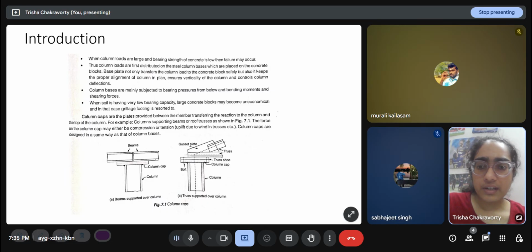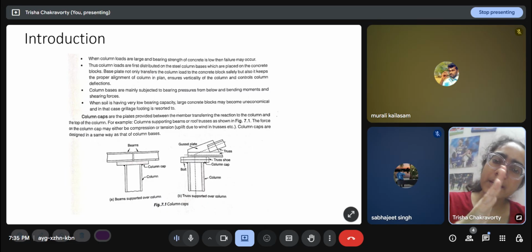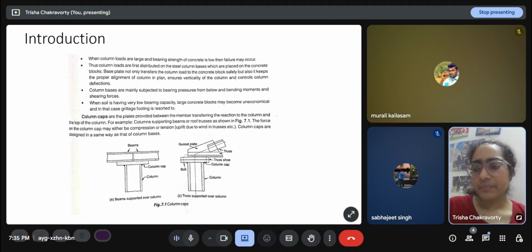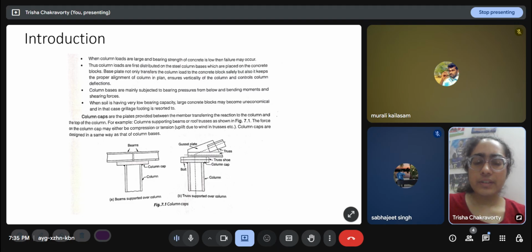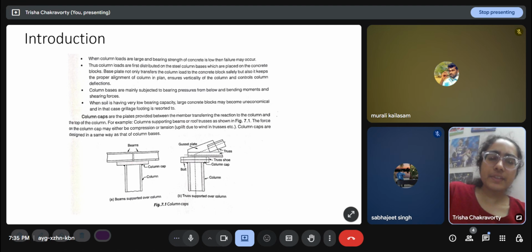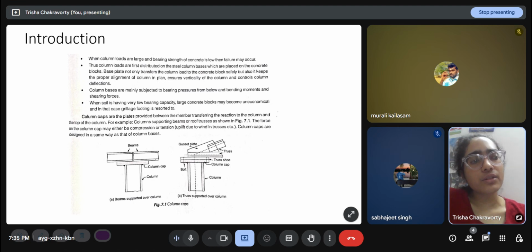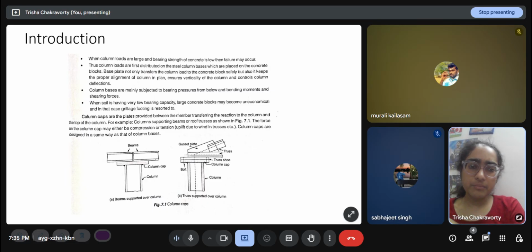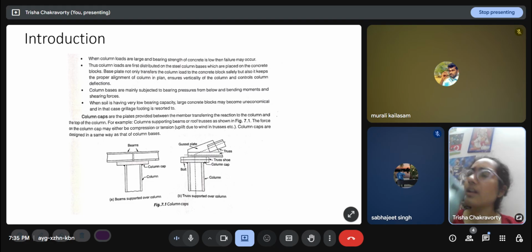ensuring verticality of the column and controlling column deflection. If the column is a little inclined, it will automatically introduce an eccentricity, and eccentricity is not a good thing to have because it can lead to bending and torsion, which we have not designed for. It can make the column more prone to buckling. So we need to ensure the alignment, which is also one of the most important purposes of lacing and batten plates. Column bases are mainly subjected to bearing pressures from below, bending moments and shear forces.